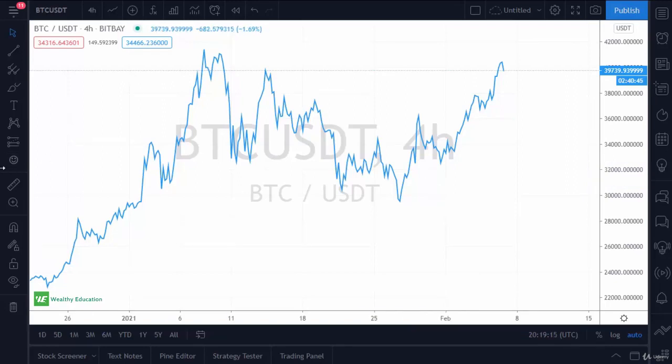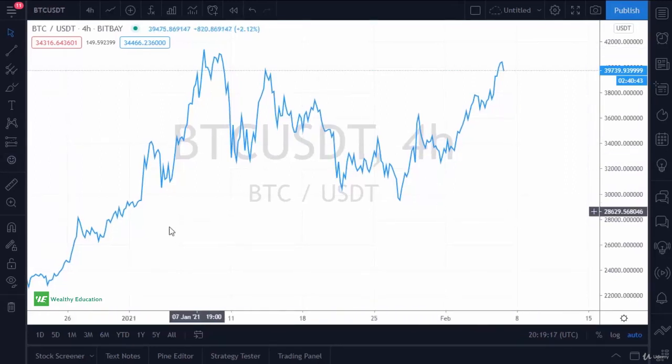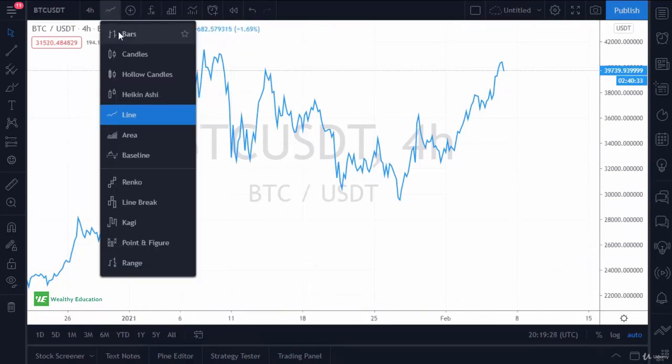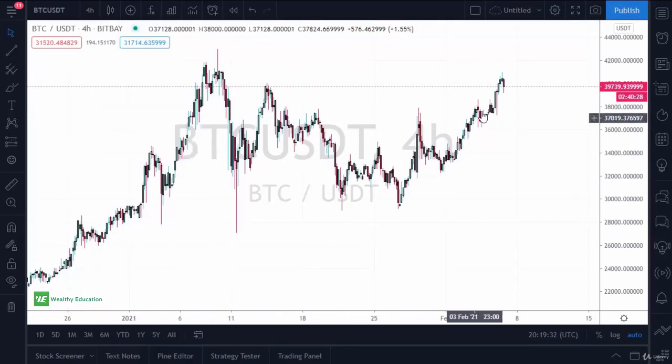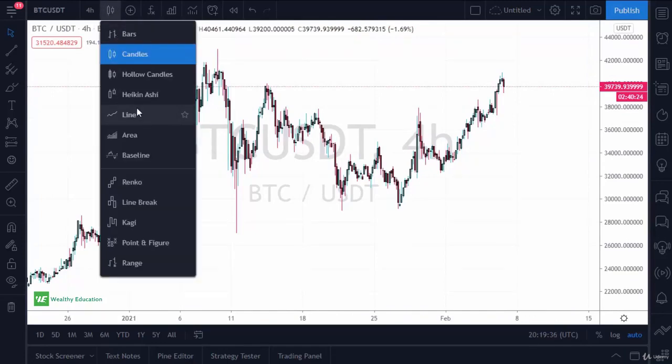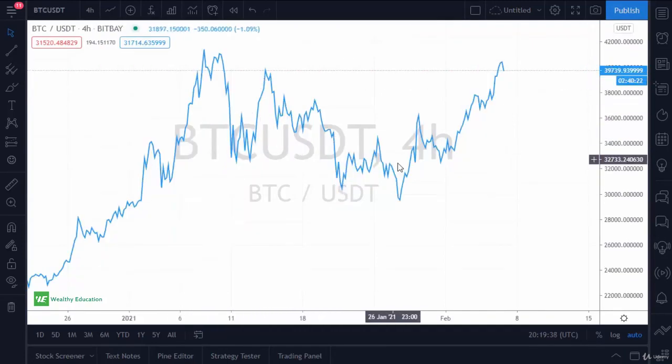So in front of you, I have the platform itself. You can see I have a line chart of Bitcoin US Tether, USDT, 4 hour. So that means every bar or every candlestick is what happens over the course of 4 hours. The line plots the close every time, at the end of 4 hours, it might be there, or it might be there, it might be up there, etc.